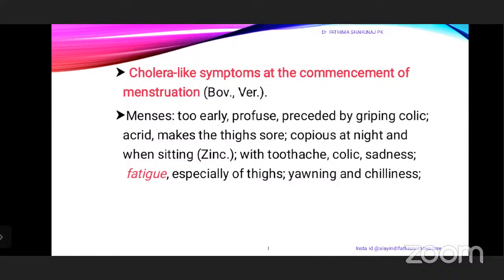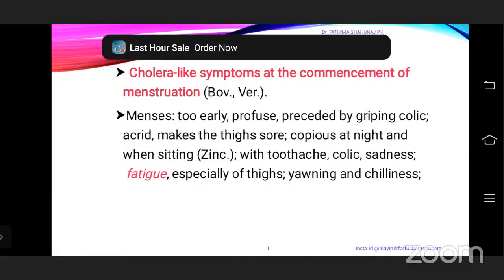And in Bovista, diarrhea during and before menses. Menses too early, preceded by gripping colic, acrid, makes the thighs sore, copious at night when sitting. These symptoms we have already seen and compared with Sanguinaria menses. And with toothache, colic, sadness, fatigue, especially of the thighs, yawning and chilliness.